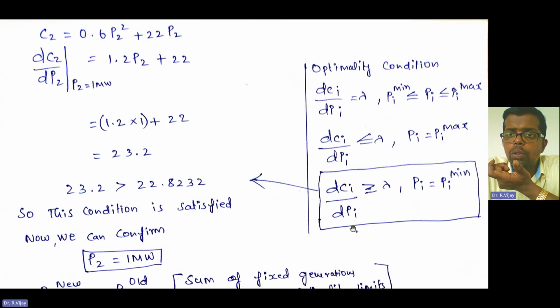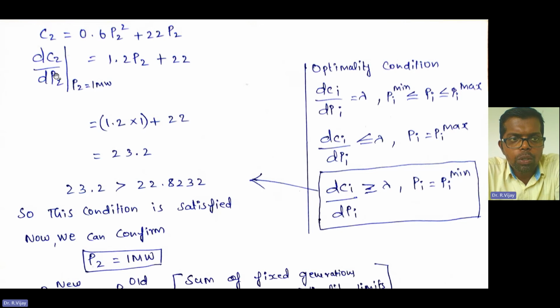So we need to go for this optimality condition. Which condition does it fall under now? It is falling under the minimum operating limit, because we considered P2 as 1 megawatt, that is the minimum operating limit. So it is falling under this condition: dCi/dPa greater than or equal to lambda for Pa equal to Pa minimum. We set the minimum value, so this condition you need to check.